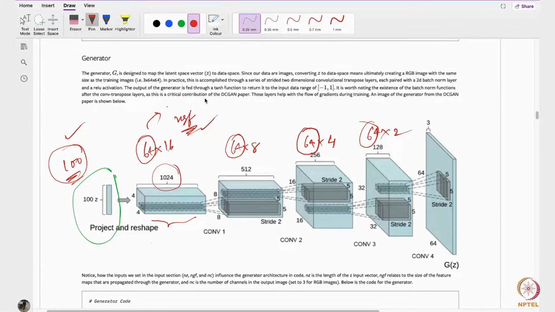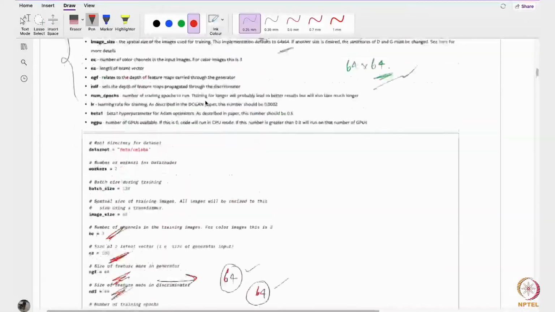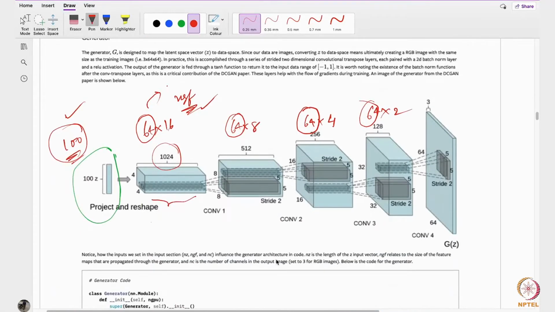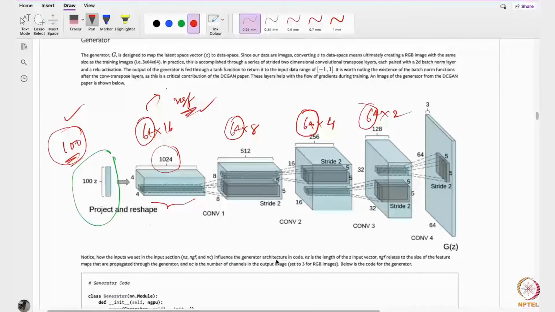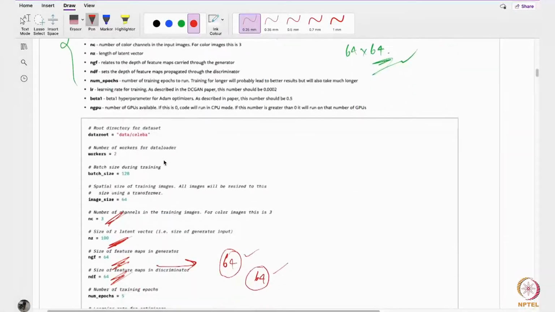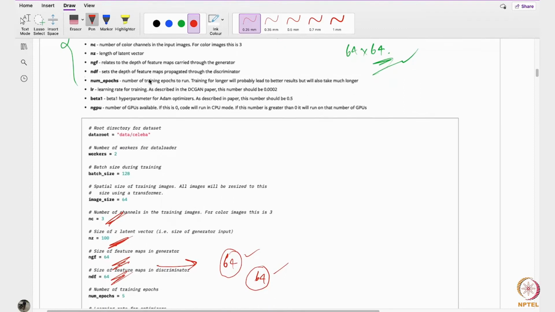The same thing will be worked out for the discriminator section also. Please keep that in mind. Maybe this value can be changed according to the problem at hand, but in this case we are using 64 only. More or less you can keep the same values.